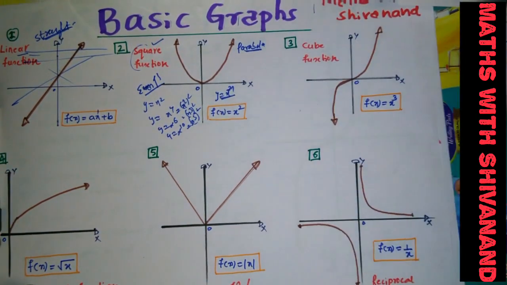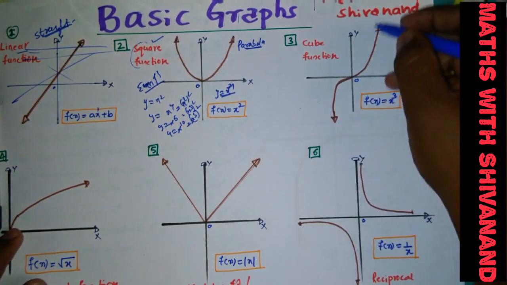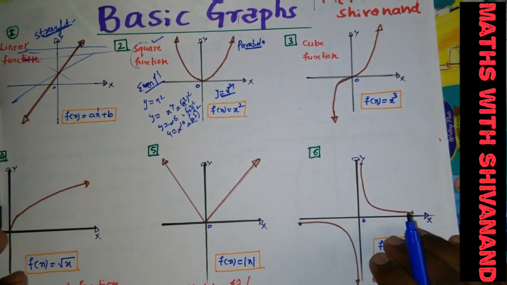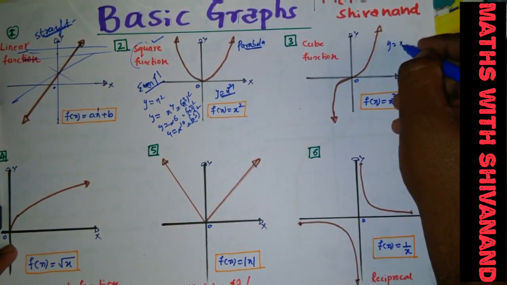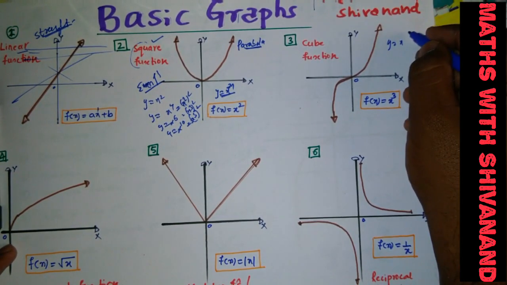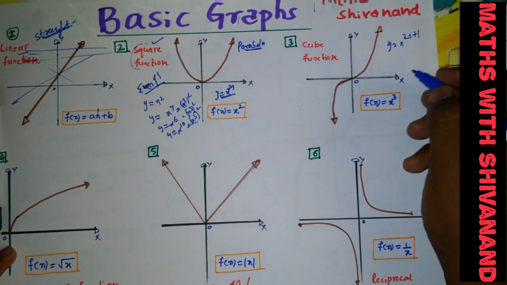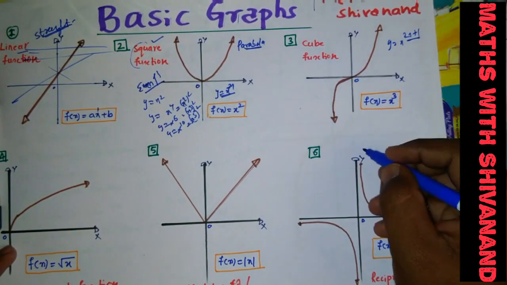Now graph number 3 is the cube function, y is equal to x cube. I said in my previous session: y is equal to x cube, or sometimes y is equal to x raised to any odd power. Say y is equal to x cube, or y is equal to x to the power of 2n plus 1. Don't say it is one, because sometimes y is equal to x comes, and that is a linear function. I am saying 2n plus 1 here.